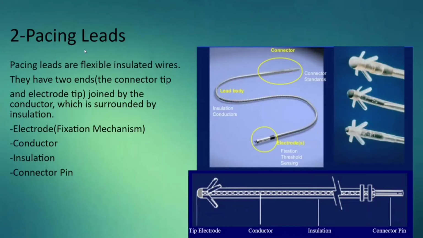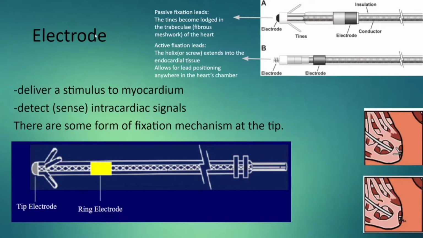Another one is pacing leads, which are flexible insulated wires, and they have two ends, the connector tip and the electrode tip, joined by the conductor, which is surrounded by insulation. And I will explain these components one by one. I will start with electrodes, which deliver a stimulus to the myocardium and detect intracardiac signals. And there is some form of fixation mechanism at the tip.